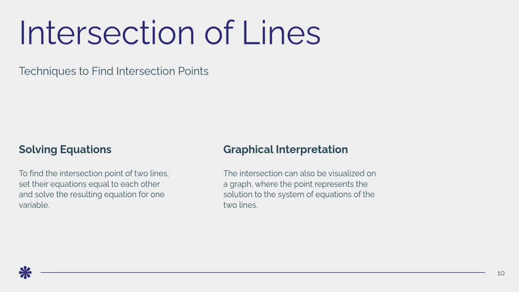Intersection of lines. Techniques to find intersection points. There are two techniques. First one is solving equations and second one is graphical interpretation. Under solving equations, to find the intersection point of two lines, set their equations equal to each other and solve the resulting equation for one variable. In graphical interpretation, the intersection can also be visualized on a graph, where the point represents the solution to the system of equations of those two lines.